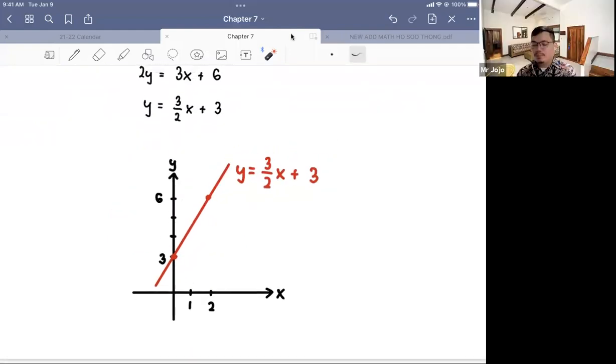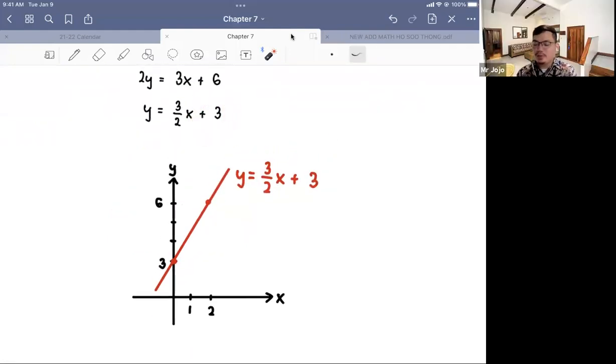So how do we sketch this again? Always begin with your y-intercept. Your y-intercept is 3.